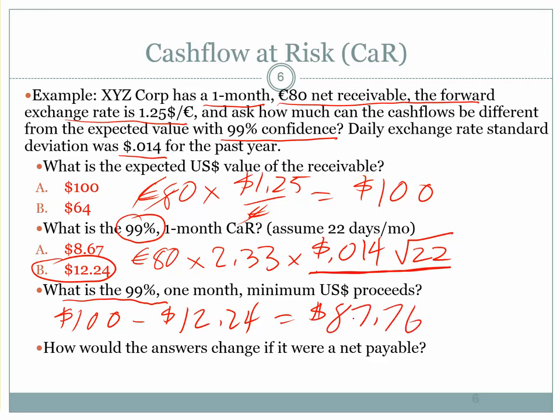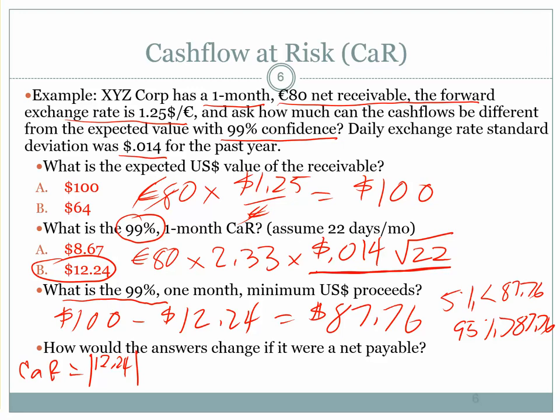So I'm 99% confident I'll get at least $87 from this €80 receivable. However, there's a 1% chance that I could get less than 87.76 and a 99% chance I'll have more than 87.76. So that's the interpretation of the at-risk number. Now, if this were a payable, the cash flow at risk number is unchanged. Actually, we usually take the absolute value of the position in the calculation, and we'd still get 12.24, just because the at-risk numbers are always quoted as positive numbers. It's just how much money is at risk, whether it's a payable or receivable. It's in the interpretation that it's different.